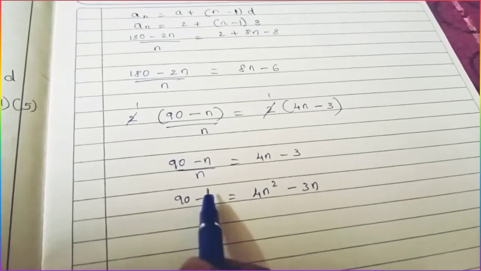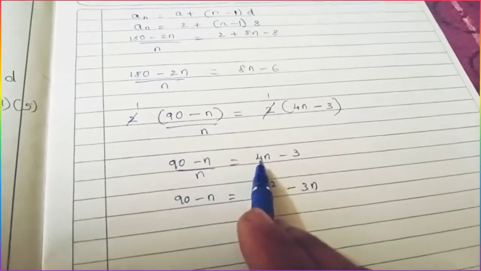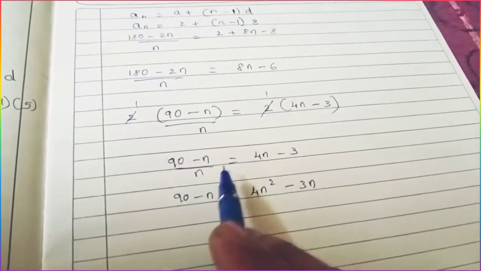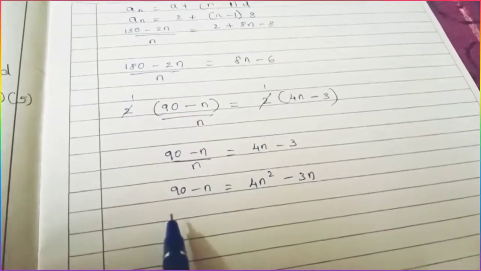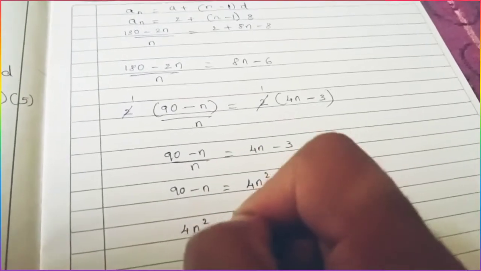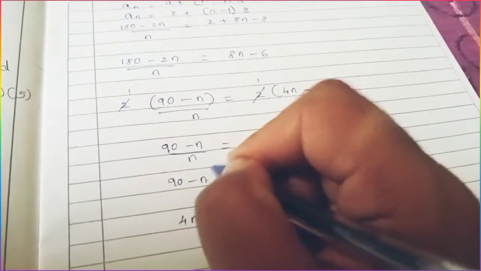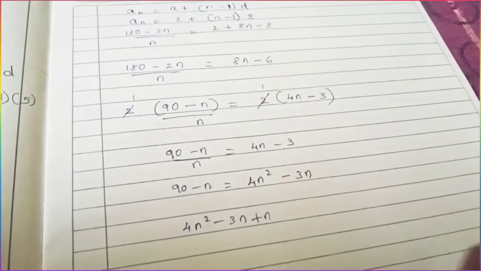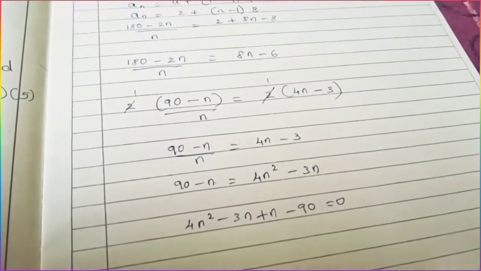I hope that you are understanding here what I am doing. N into 4n, and when I transpose it, because for the numerator 4 into n is 4n square minus 3 into n is 3n. I will take everything to one side of the equals, so it can be written as 4n square minus 3n. Here n is there. When I transpose minus n becomes plus n. Plus 90 becomes minus 90 equals 0.